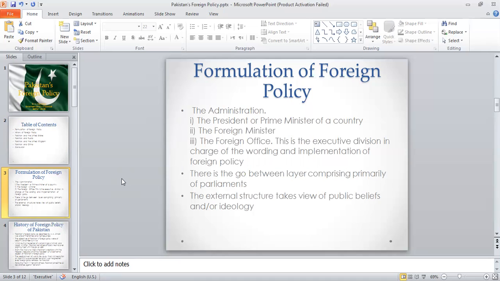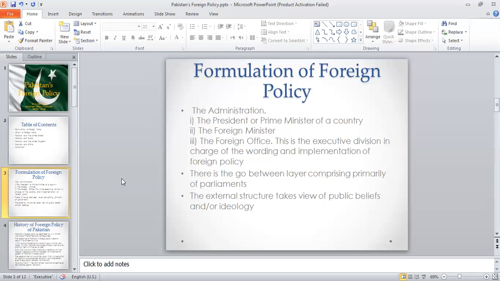Coming along to point B. There is the go-between layer consisting primarily of parliaments. They are normally communal figures, therefore they are generally powerless to institute foreign policy, but they keep track of it strictly. Their foremost authority lies in the approval of accords. The US Congress is a well-known outstanding case of this. In 1919, it declined to approve the Treaty of Versailles despite President Woodrow Wilson's inclination in its favor.